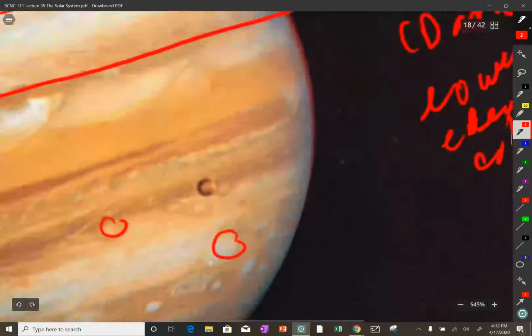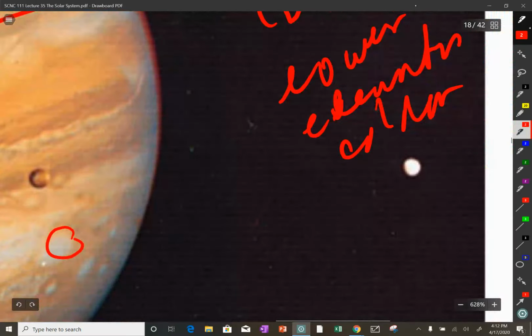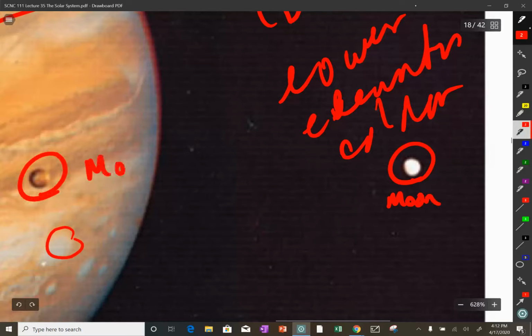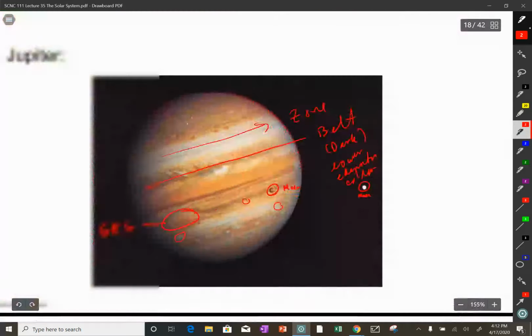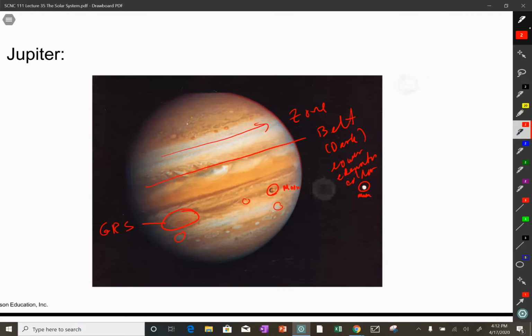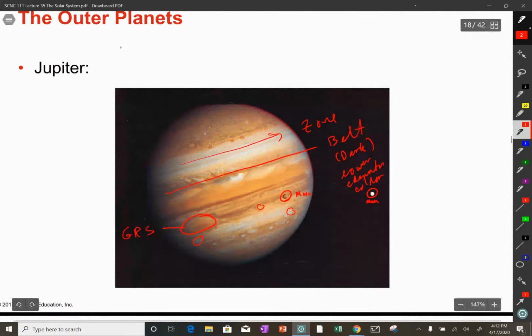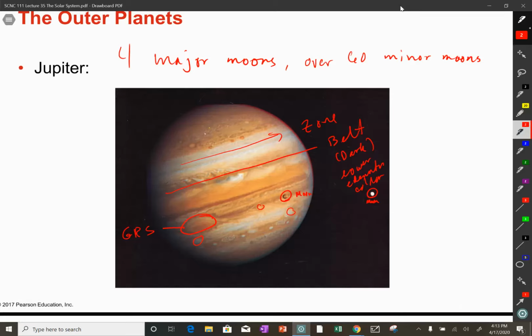Also, what you can see in this picture, that's a moon. And that's another moon. We have moons around planets besides the Earth. Jupiter has 4 major moons. And I don't remember the exact number. It goes up all the time as they find new ones, but I'm going to say over 60 minor moons. Minor moons are small little fellas. Major moons are big ones.